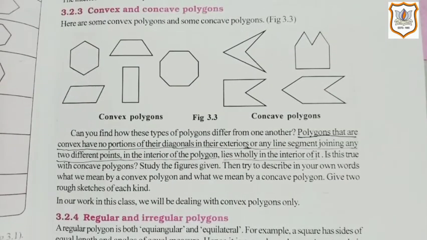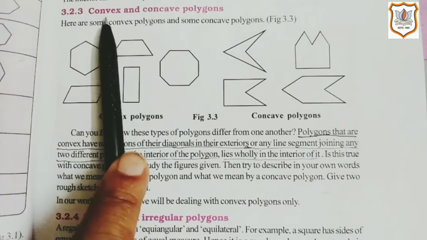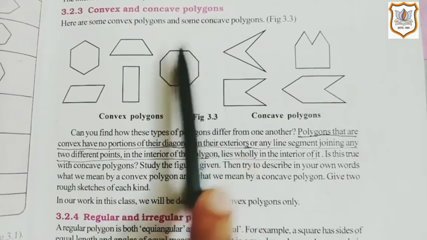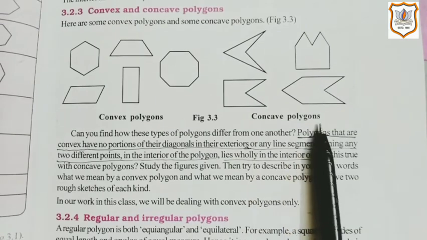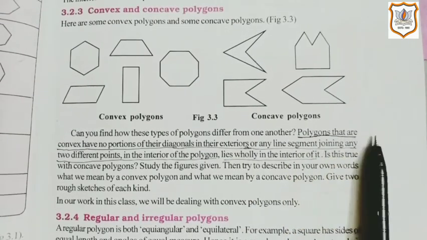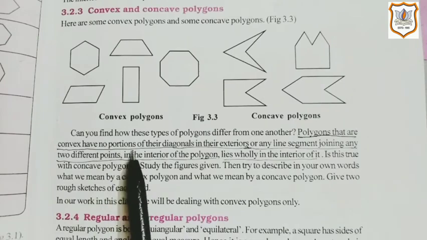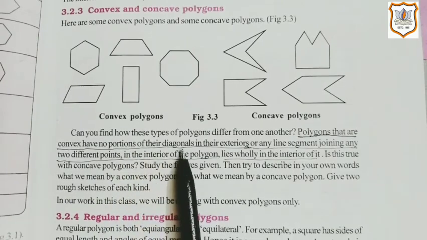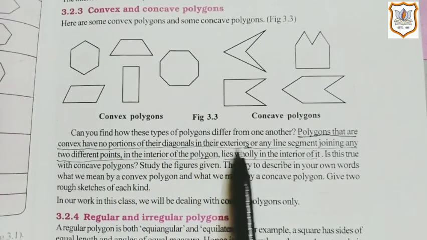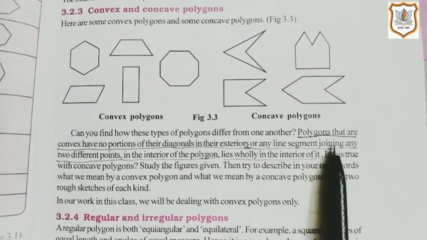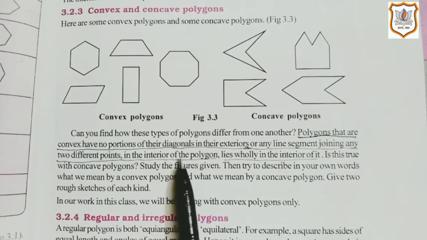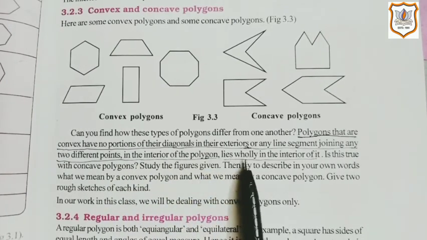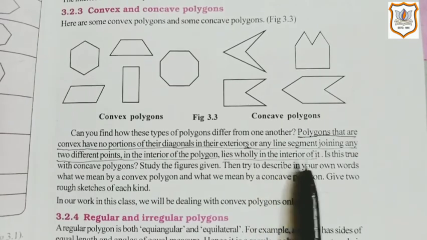Students, now we will study types of polygons: convex and concave polygons. These are convex polygons and these are concave polygons. Polygons that are convex have no portions of their diagonals in their exterior, or any line segment joining any two different points in the interior of the polygon lies wholly in the interior of it.